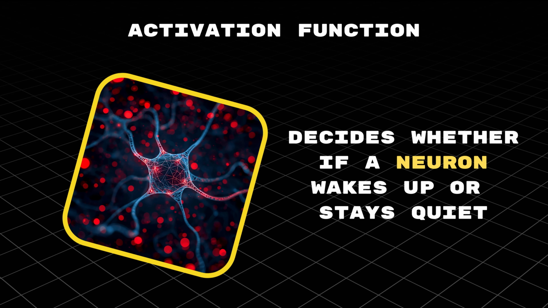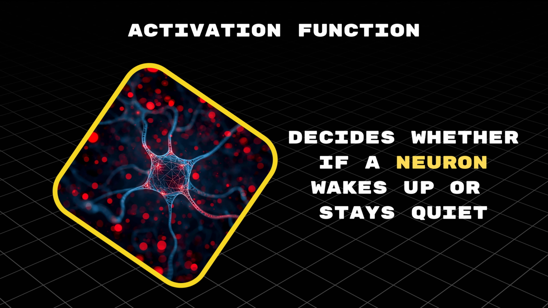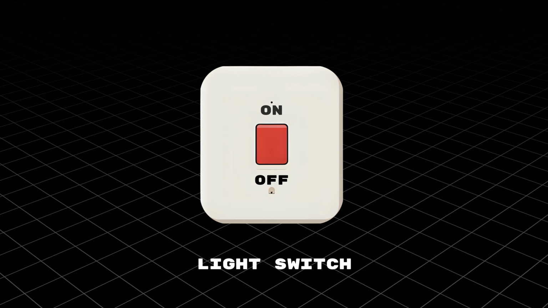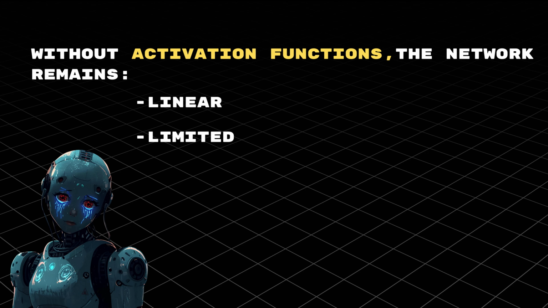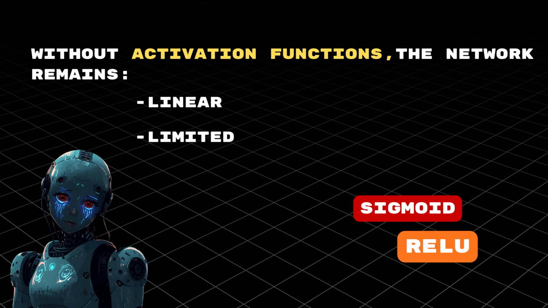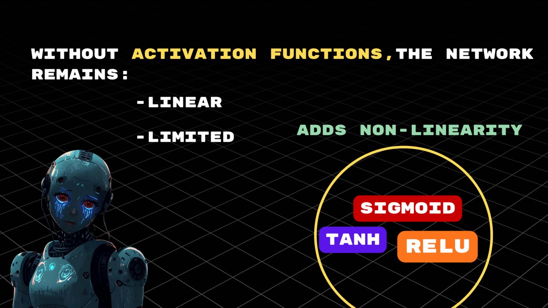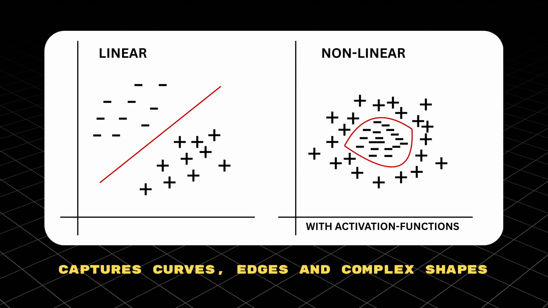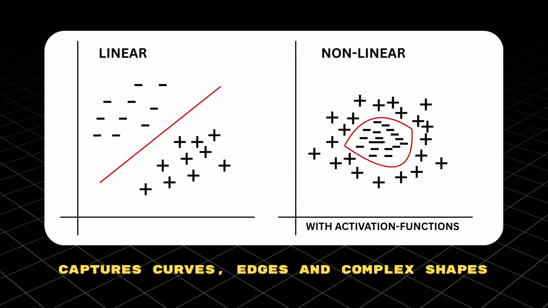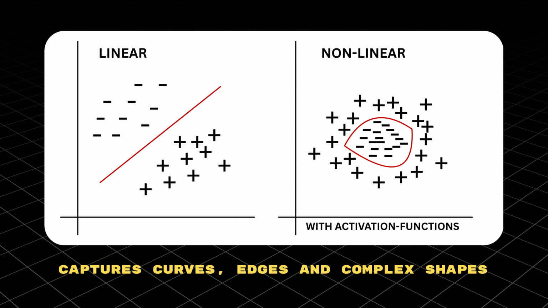Activation function decides whether a neuron wakes up or stays quiet. Think of it like a light switch. It turns on only if the input is strong enough. Without activation functions, networks stay linear and limited. Functions like ReLU, sigmoid, or tanh add nonlinearity. This lets the model capture curves, edges, and complex shapes. Training ensures the right neurons light up at the right time. That's how deep learning gets its power.